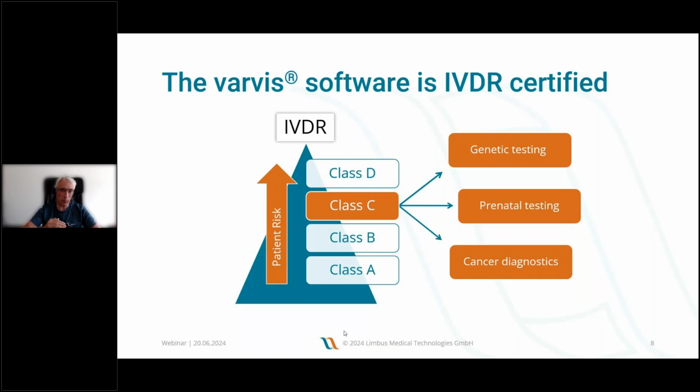The classes A, B, C, D are defined according to risk. So the higher the class from A to D, the higher the potential risk for the patient. And class C is obviously the second highest class. So it entails a quite thorough analysis, in particular of the risk that's posed to the patient.